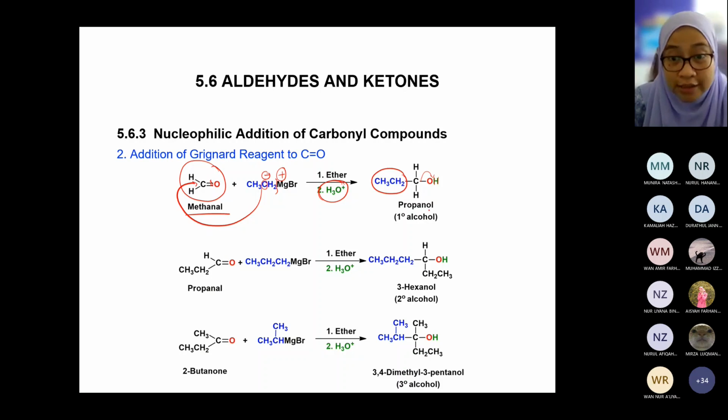Okay. So, as you can see, this is alcohol. Okay, the O tu jadi minus kan, so dia akan attack the H3O plus becoming OH. So this is primary alcohol, sebab dia start from methanol.